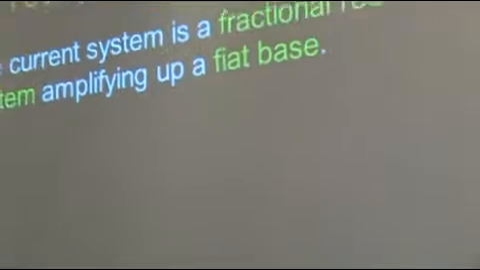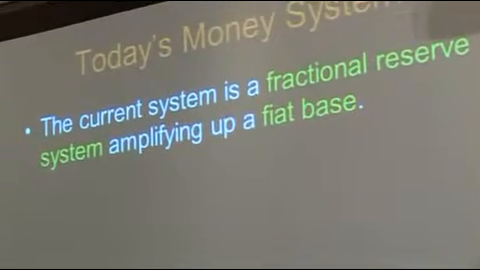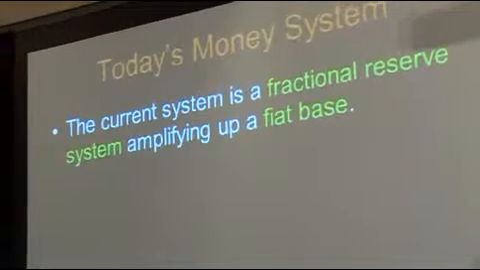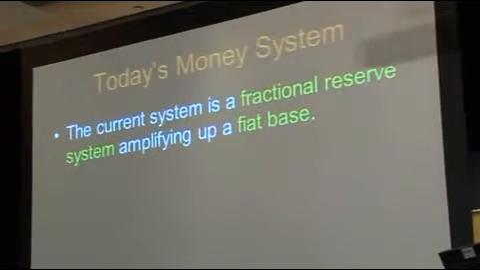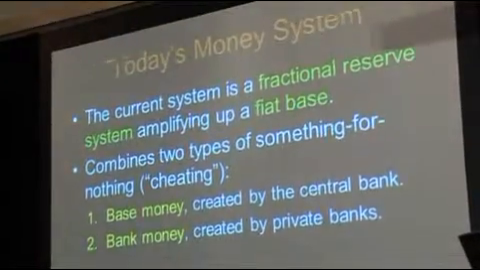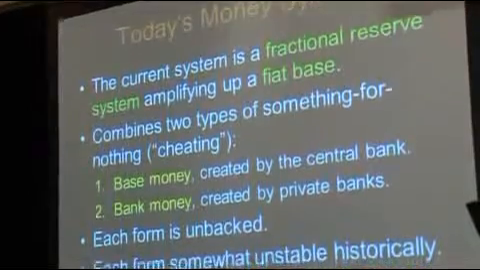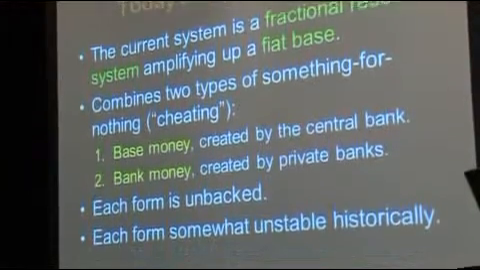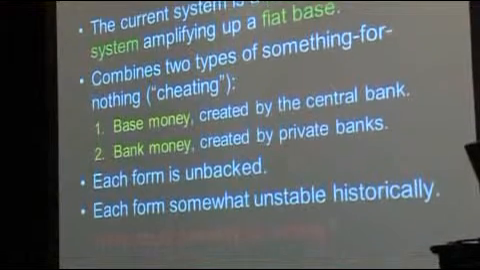So now, base money is created by the central bank, and there are no technical constraints on how much it can create. Base money only derives its value from its legal status. So let's quickly go to discuss manufacturing today. Our current system has got two something-for-nothings in it. It's got a fiat base, and then amplifying the fiat currency is a fractional reserve system. We've got base money, which is created by the central bank, and then bank money, created by the private banks. Each form is unbacked. Each form is historically somewhat unstable in and of its own right. What could possibly go wrong?